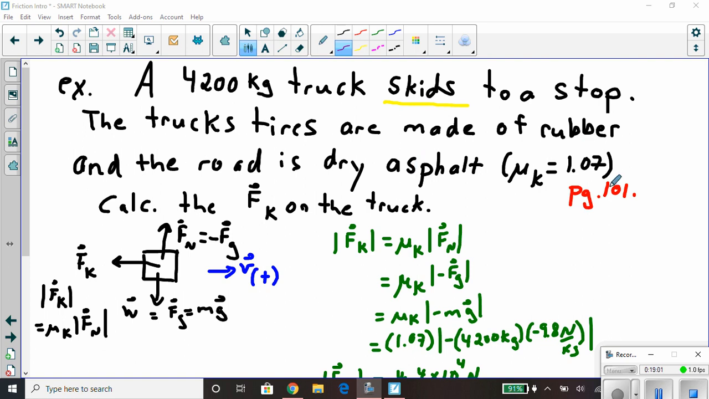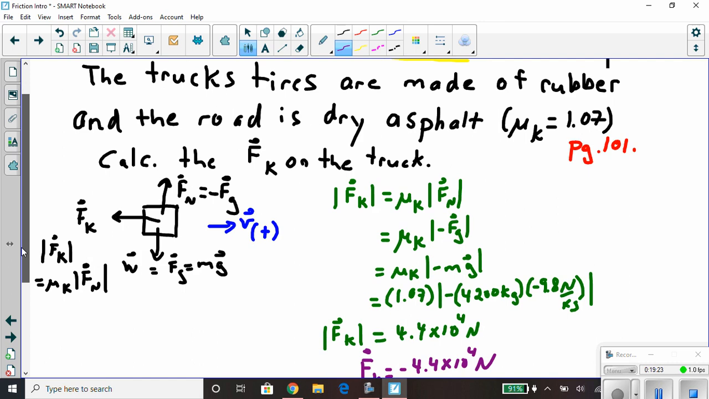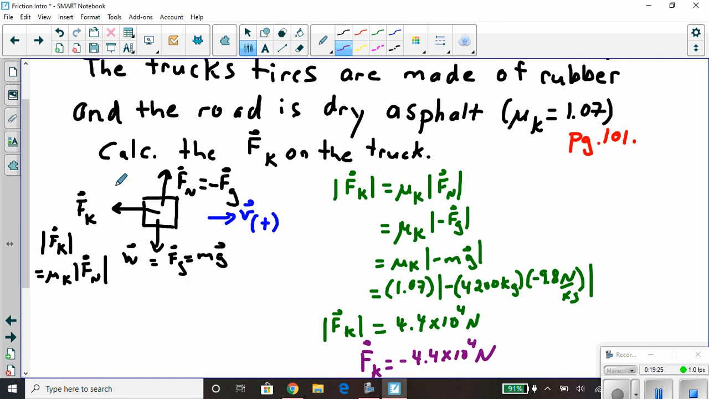So on page 101 of our textbook, I would find that the coefficient of kinetic friction is 1.07. No unit. It's just a numeric way of describing that you have asphalt interacting with rubber. And what's the question here? Well, let's calculate the force of kinetic friction on the truck. That's the question. So the first thing that we would do is draw a free body diagram.